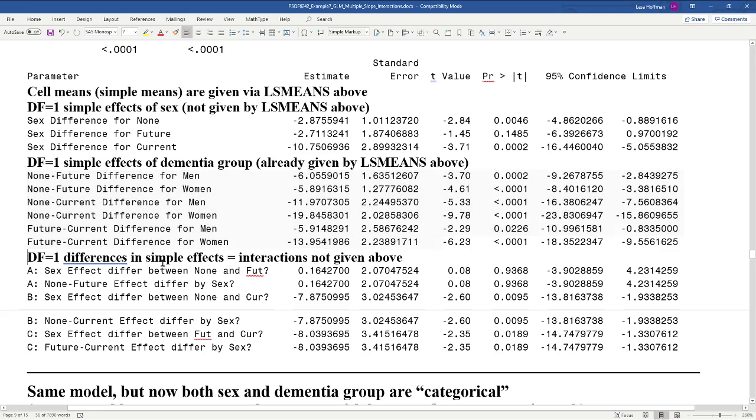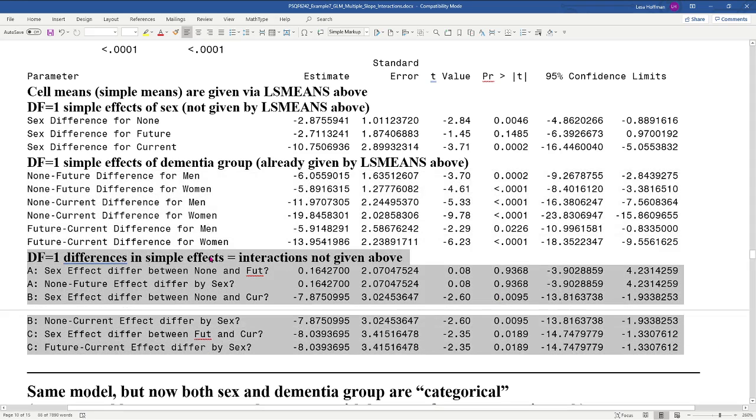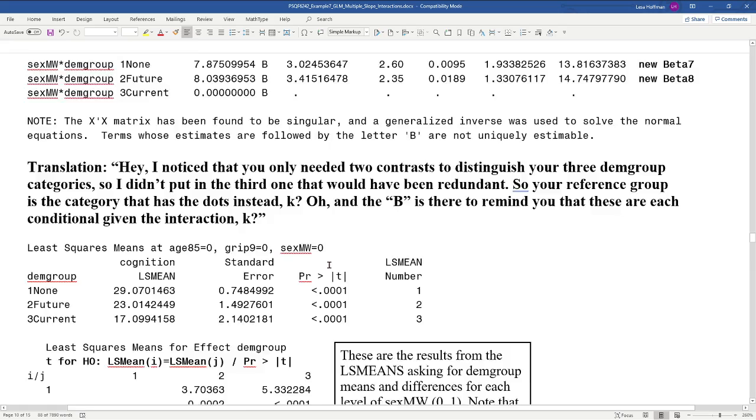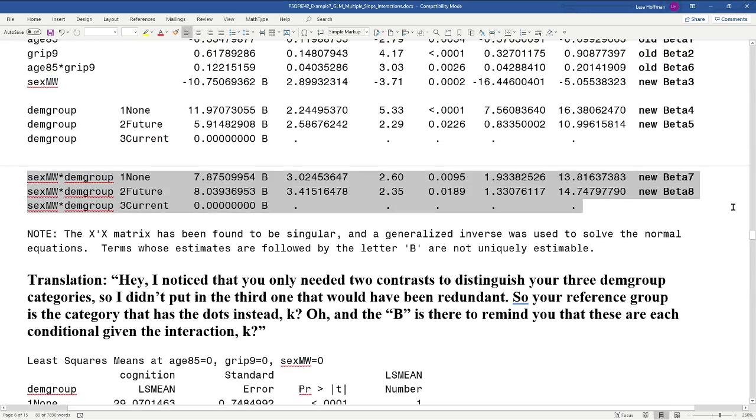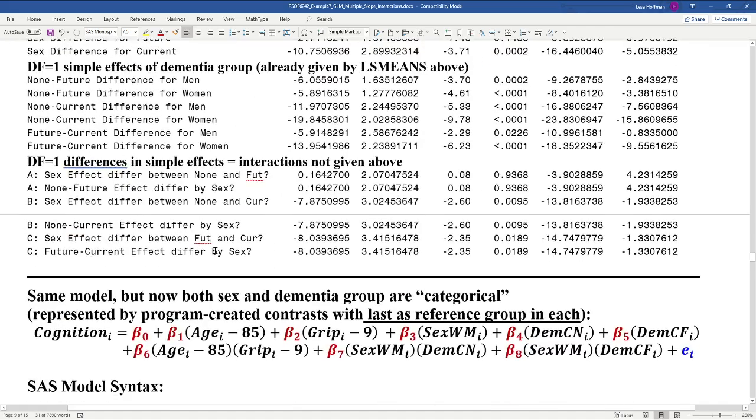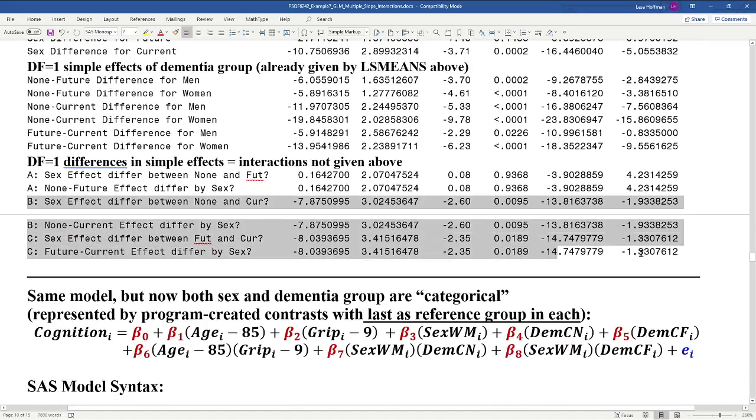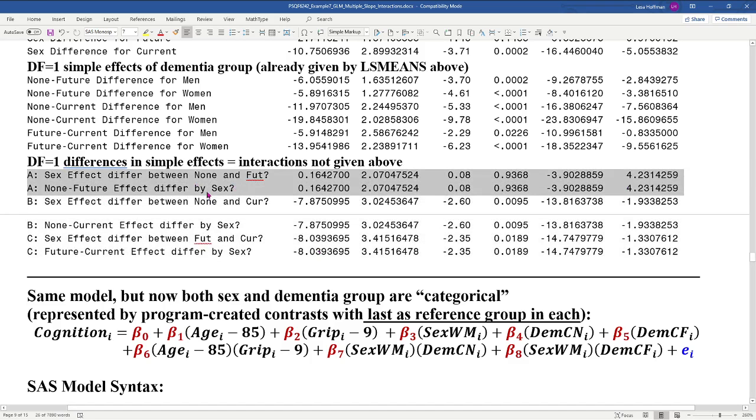And last but not least, the differences in the simple effects. These are interactions and they are not given above. So more specifically, in the table, 2 of them are comparing the current group to each of the others. And so that is these 2, which are backwards in sign because the current group is not the reference in this coding scheme that I used to create these statements. And the one that is missing is the difference between the none and future groups in this case, which is given right here.